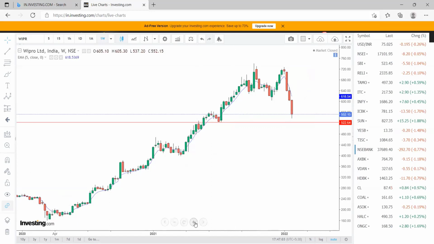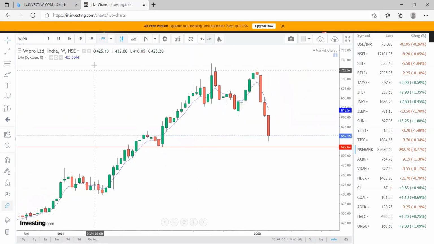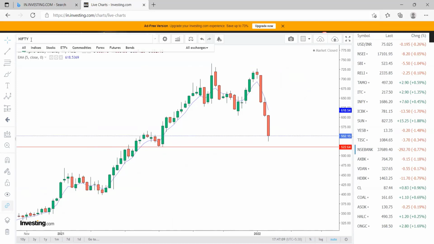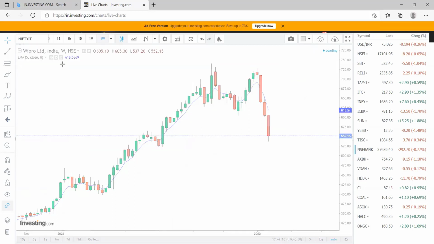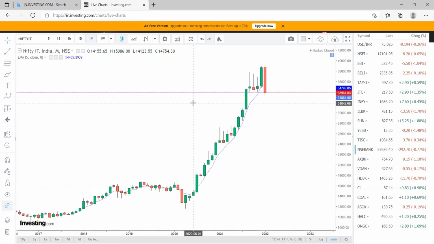that would be a better time to enter. Don't try to catch a falling knife, because if you look at Nifty IT, there has been a big rally since a long time. Okay, if this rally is sustained, then it is okay. But if it does not sustain, then there could be some correction.